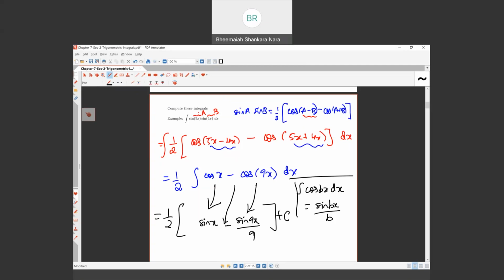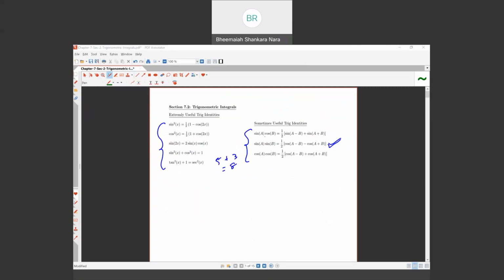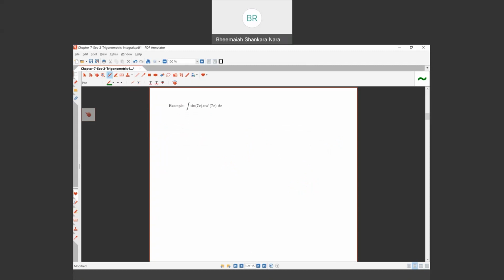The next example, sine 7x times cosine to the 4 of 7x. If we want to use any one of these identities here, sine times cosine or sine times sine or cosine times cosine in the second list, you see we don't have exponents for the sine or cosine term. But here in this problem, we have an exponent for this cosine term. We have cosine to the 4 of 7x. So we'll not be able to use the exact identity listed there. So let's change a little bit. Let's try our substitution method.